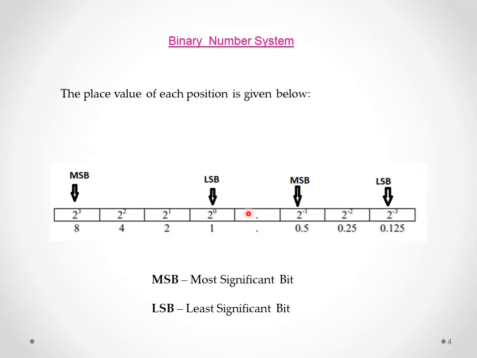This dot is the binary point, and this is 2 power 0, the weight of this position, and this is 2 power 1, and this is 2 power 3. Similarly, in the fraction part, 2 power minus 1 is the binary weight at this position, and this is 2 power minus 2 and this is 2 power minus 3. And this position is LSB and this position is MSB, and in the fraction part this is MSB and this is LSB. MSB means most significant bit and LSB means least significant bit.